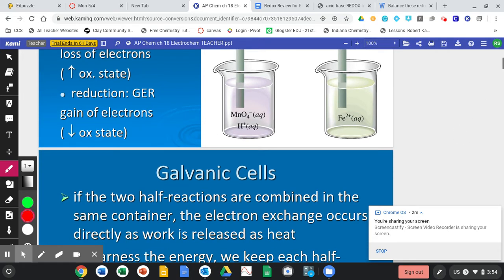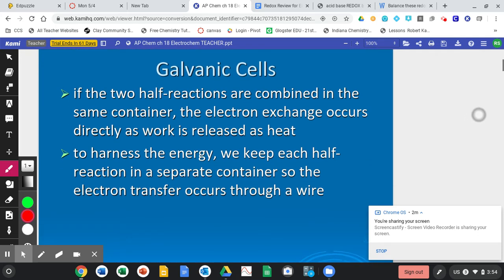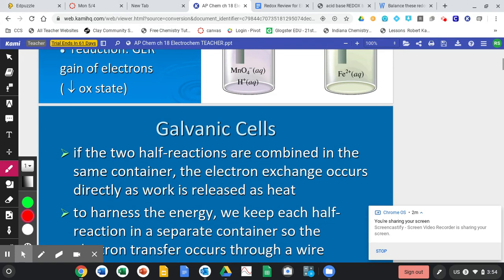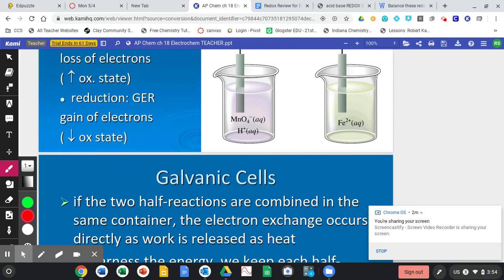So we'll see if they've done this example right here. If the two half reactions are combined in the same container, the electron exchange occurs directly as work is released as heat, and we want to harness the energy. So we keep the half reactions in separate containers so the electron transfer occurs through the wire so we can capture it.